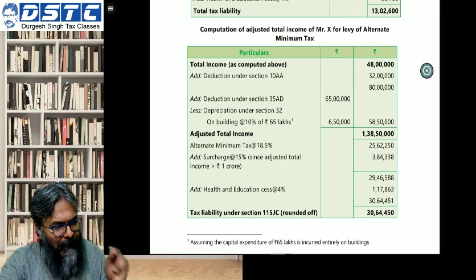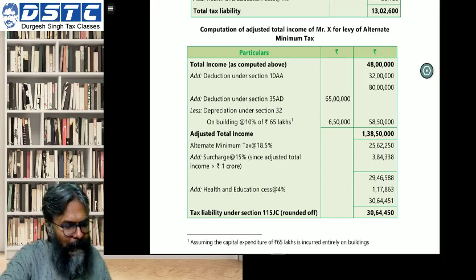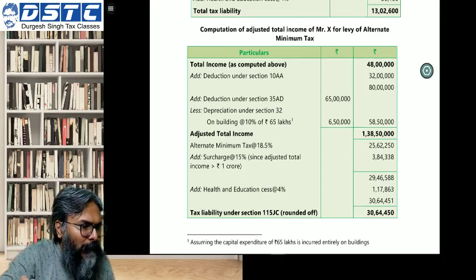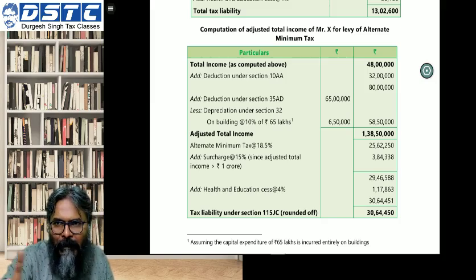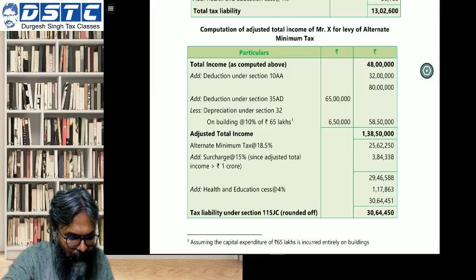Prasad, for companies, MAT is applicable. MAT. So here in total income as computed above 48 lakhs. Add to that deduction under section 10AA 32 lakhs. Thereafter you get 80 lakhs, and thereafter, students, after you have added 10AA deduction 32 lakhs, the gross is 80.